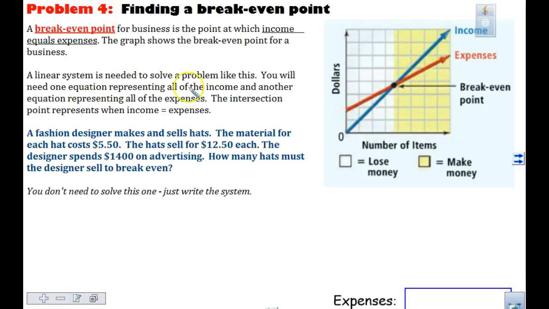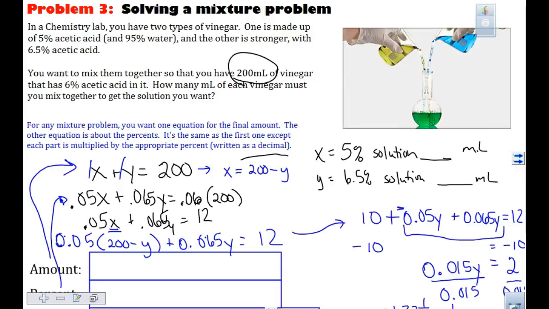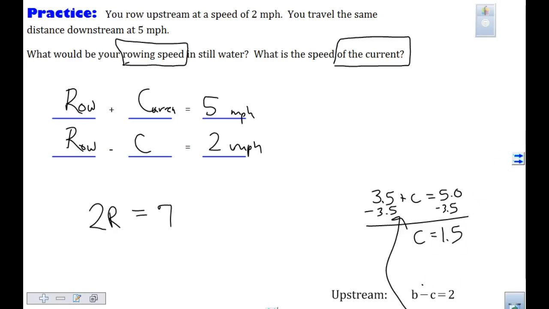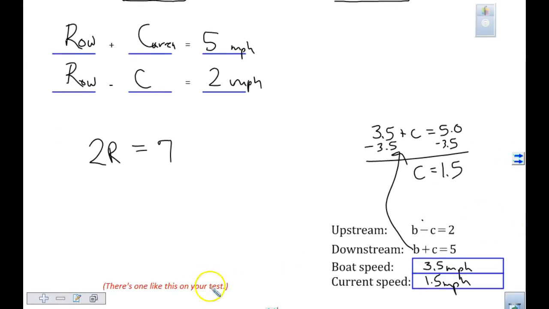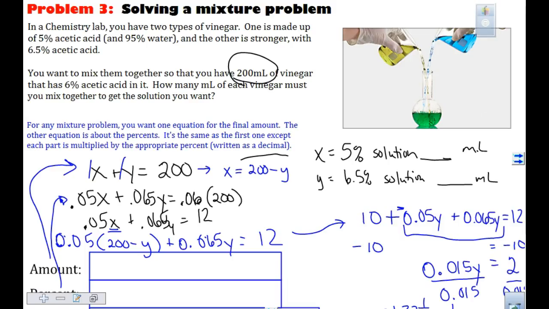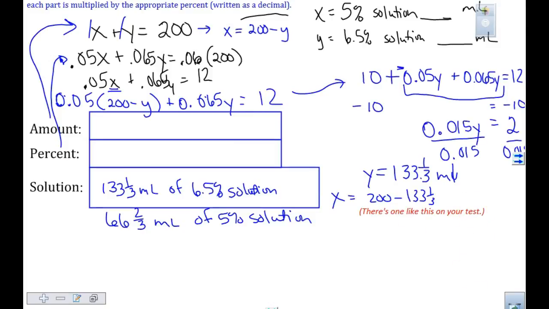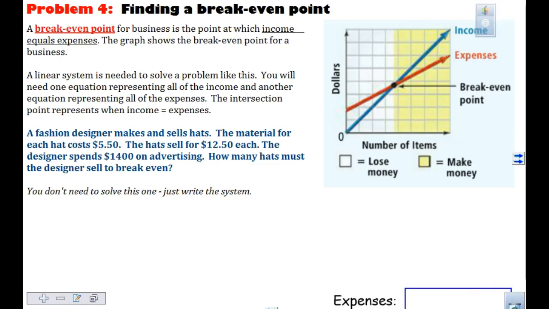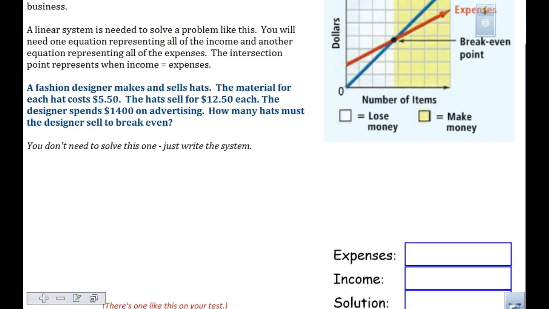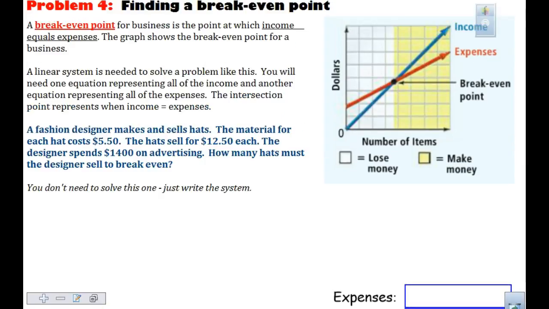So when we write our linear systems, there are questions on the test like this. In your notes, right towards the bottom of this last mixture problem, there's one like this, and I believe there's one like this on your test. So you will see these on your test. Very similar problems, just in slightly different situations.